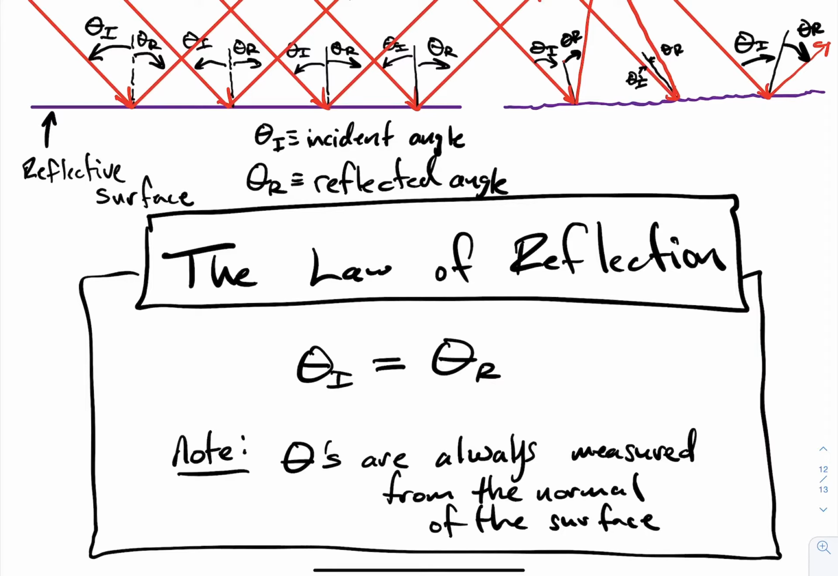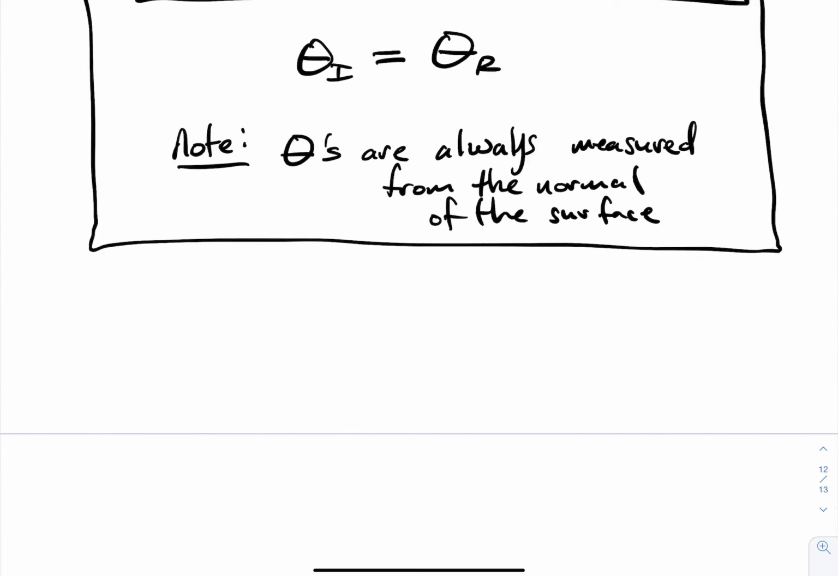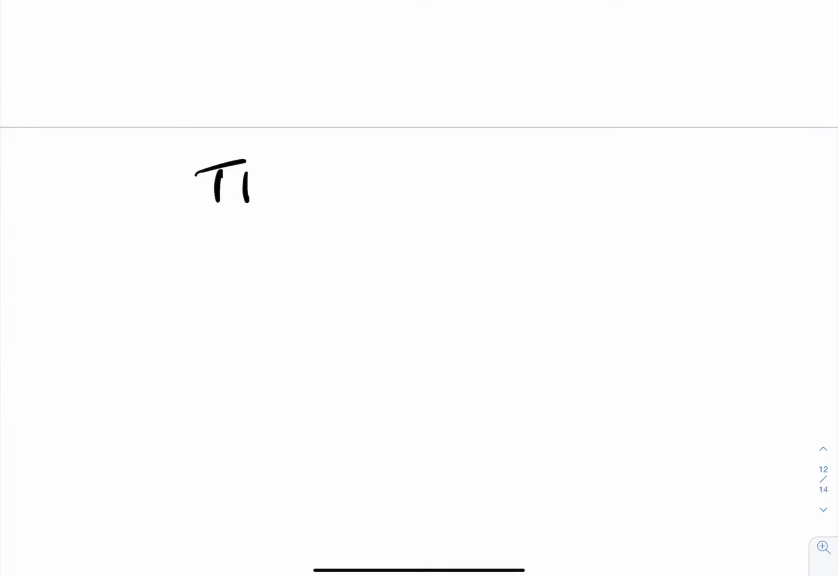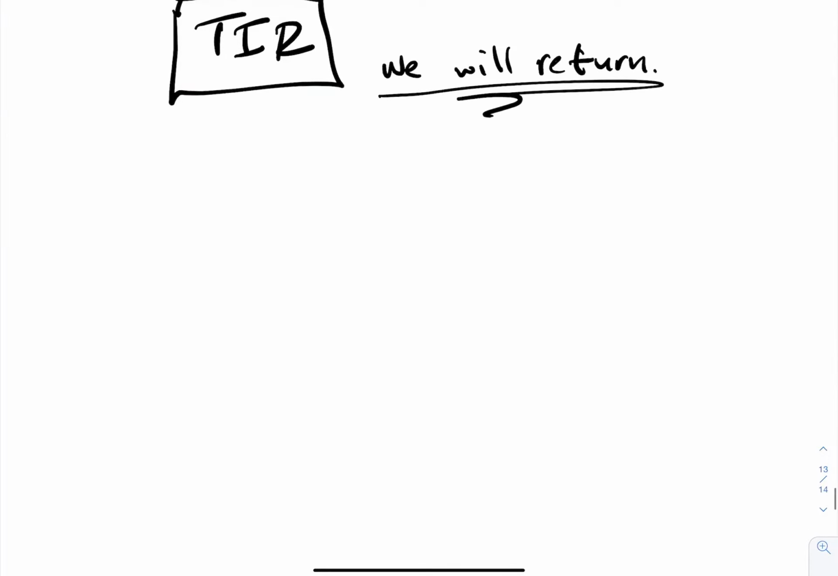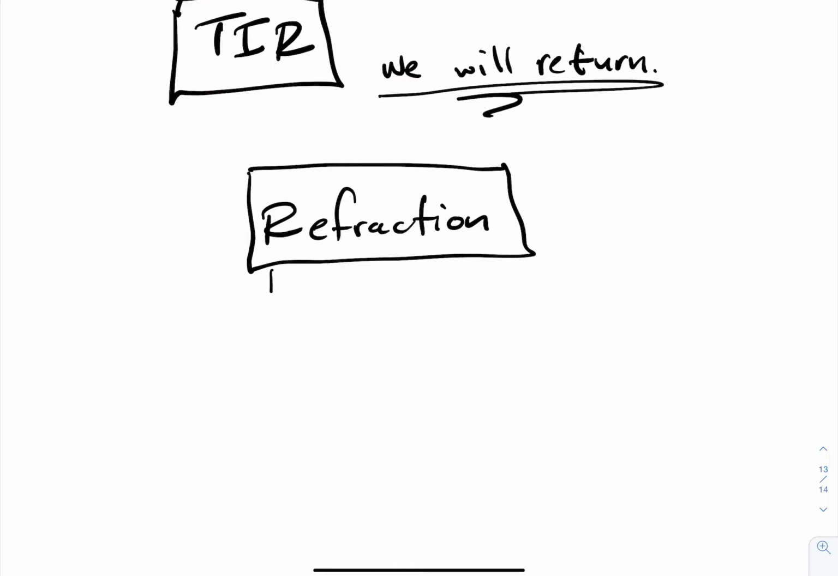So another phenomenon related to reflection, I think it was number 5 or 6 on that list of phenomena that we had, was called TIR. TIR was total internal reflection. But I'm actually going to come back to this after, so we will return. I just want you to remember that there were really two different kinds of phenomena associated with reflection. Total internal reflection would be the other one that we would talk about. We'll come back to that. We need to discuss refraction before we can talk about total internal reflection.